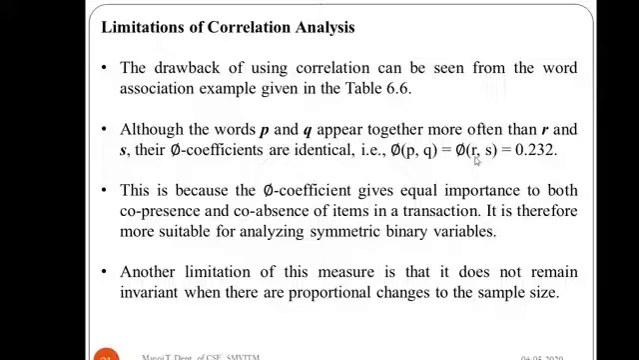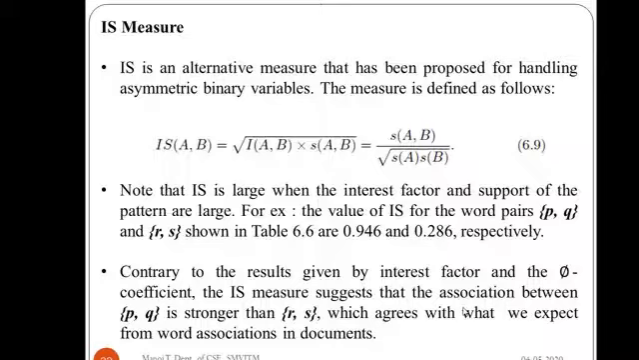As far as association analysis is concerned, we are more interested in the asymmetric binary variables compared to the symmetric binary variables. I hope all of you know what we mean by the asymmetric binary variable. Asymmetric binary variable means we will focus only on the items where the presence of the item is given more significance compared to the absence of the item. Another limitation of this measure is that it does not remain invariant when there are proportional changes to the sample size. Next we will go with the IS measure.